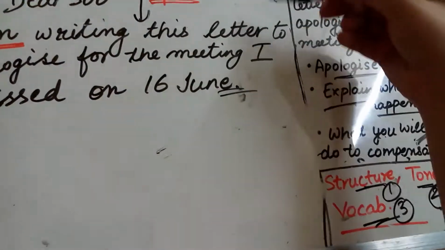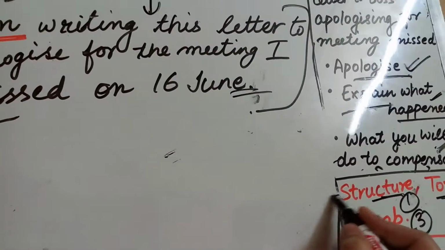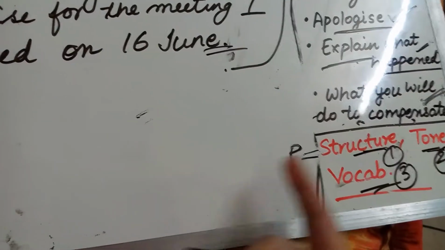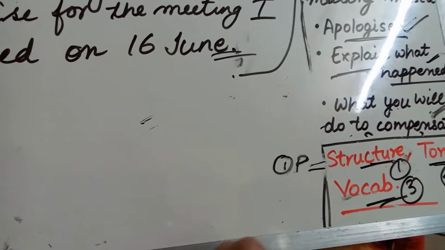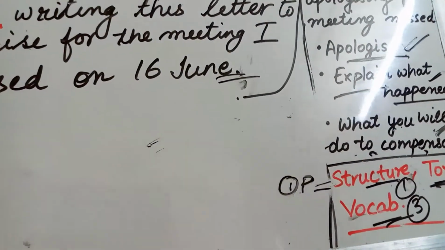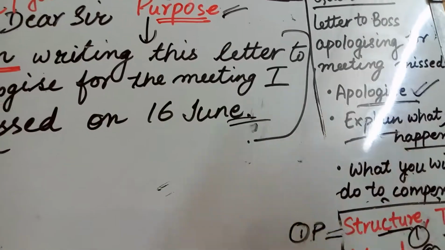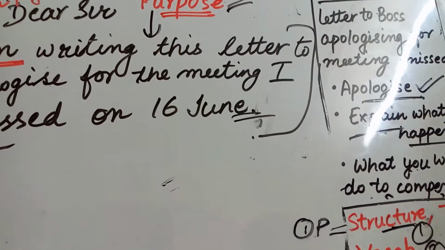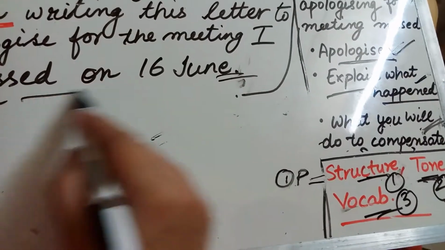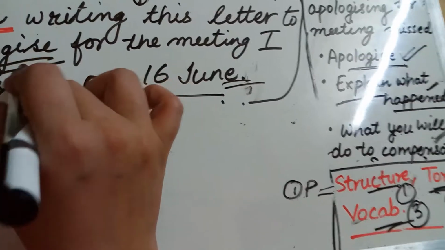Now, first of all, the structure. First thing is purpose. First point is purpose in structure. What is our tone here? We are apologizing. We are on a lower scale. We are not using any harsh or any ordering kind of language. We are here very polite. We are apologizing. This is the tone.